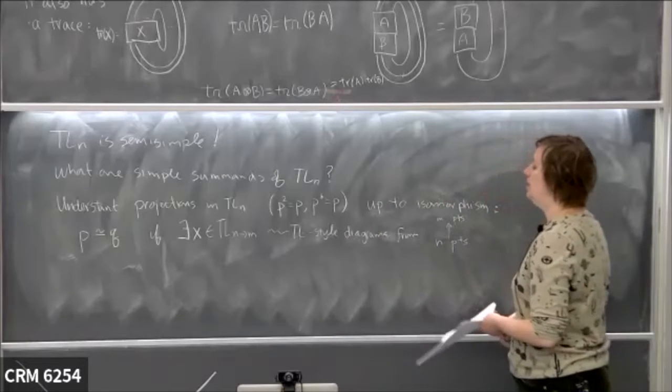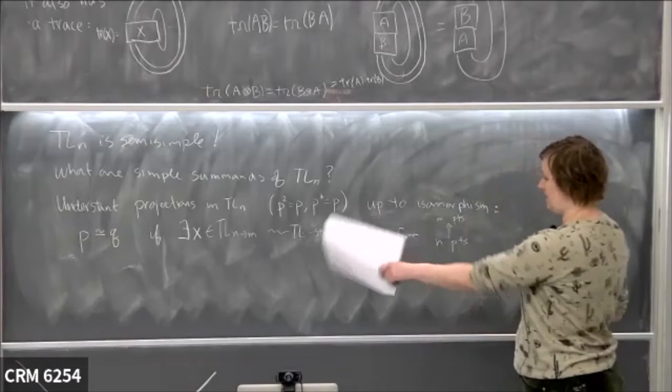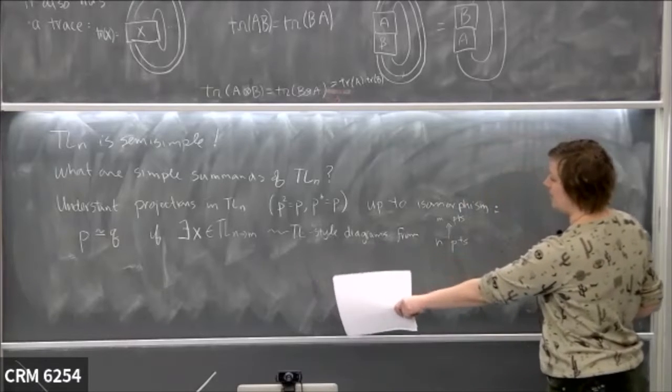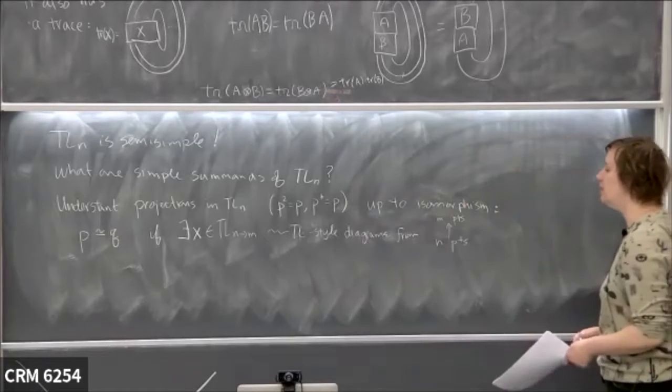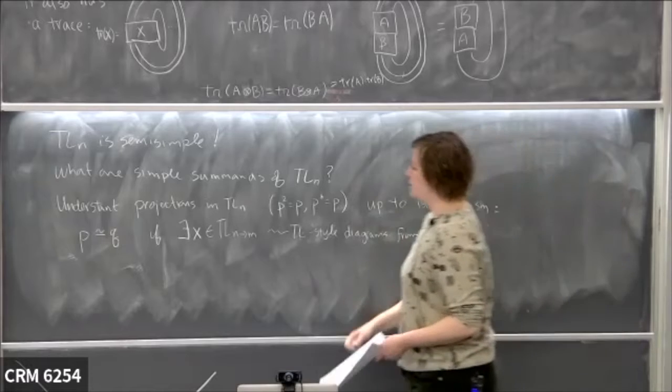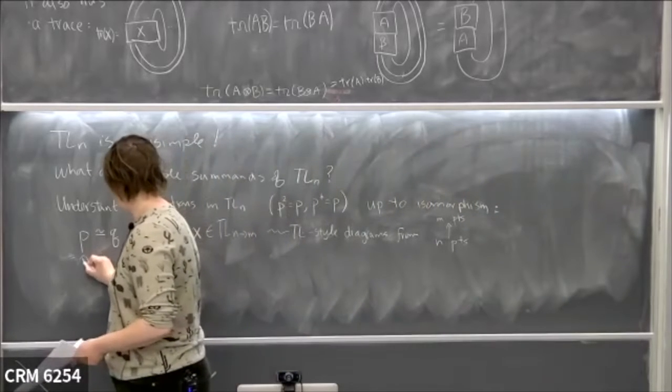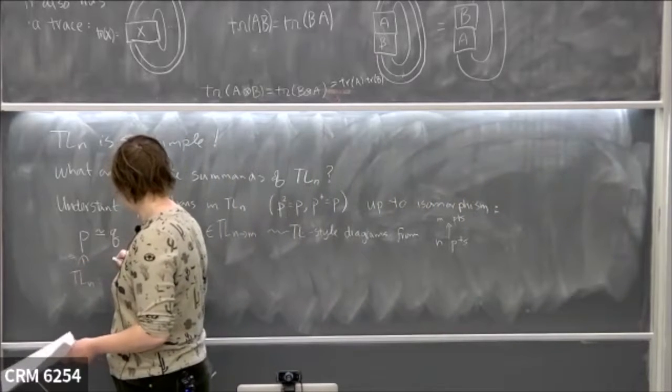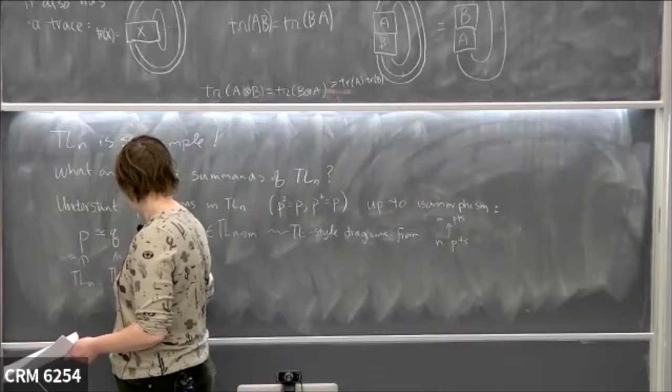Okay, so I had to interrupt myself in the middle of describing isomorphism to say that. Right, so P is isomorphic to Q. Let's say that P was in TL_n and Q was in TL_m.